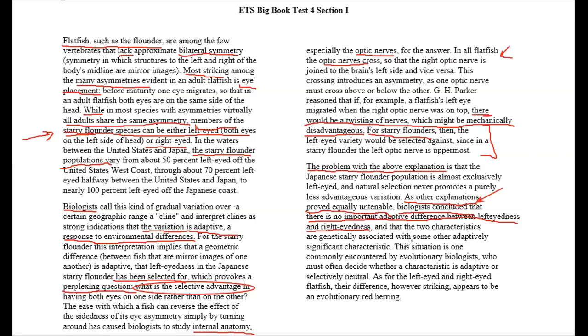Okay, let's read ahead. This situation is one commonly encountered by evolutionary biologists, who must often decide whether a characteristic is adaptive or selectively neutral. As for the left-eyed and right-eyed flatfish, their difference appears to be an evolutionary fluke. Okay, so this is pretty common. That is what the author is saying. The author has concluded here with saying that this situation is pretty common, so nothing out of the ordinary for evolutionary biologists, kind of normal conundrums.